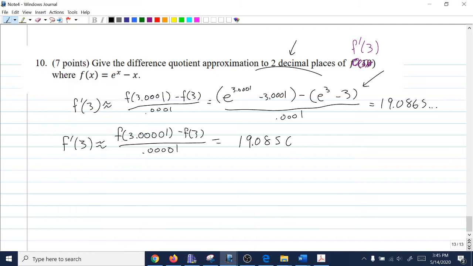6, dot, dot, dot. The 0.08 part is staying the same. It looks like these digits are still figuring themselves out, but it looks like f prime of 3, the first 2 decimal places, should be 19.08.